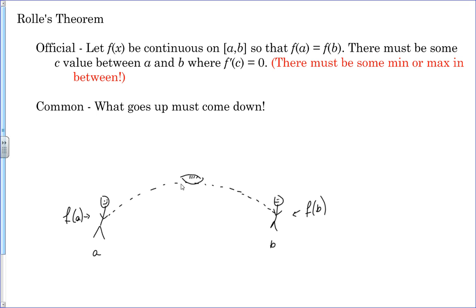Somewhere in between the quarterback and the receiver, f of c, f prime of c, because remember, the derivative is the slope of the tangent line. So somewhere in here, the slope of the tangent line is going to be 0. That's what Rolle's theorem tells you. Somewhere between f of a and f of b, your tangent line is going to have a slope of 0.